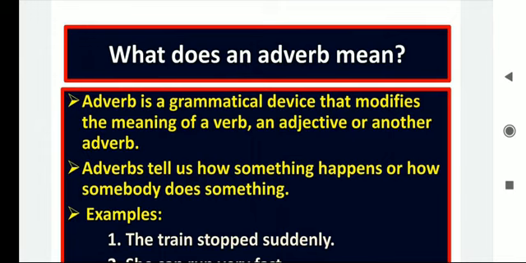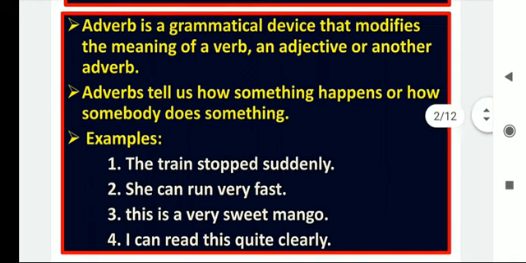Adverb is a grammatical device that modifies the meaning of a verb, an adjective or another adverb. Adverb tells us how something happens or how somebody does something.